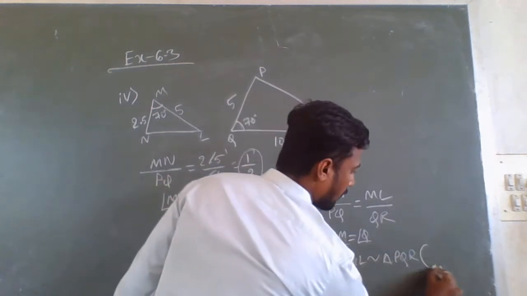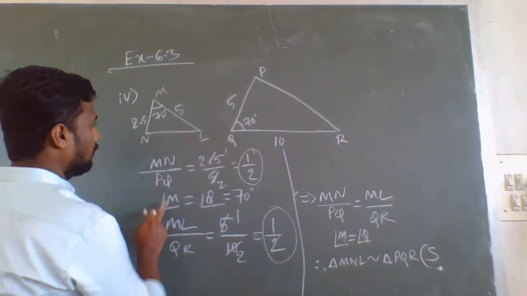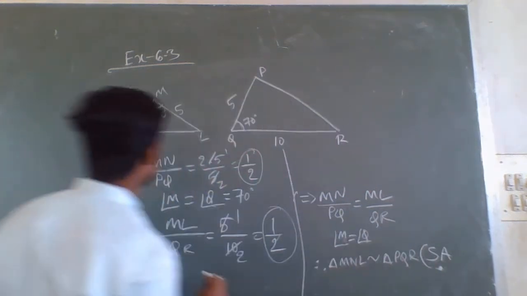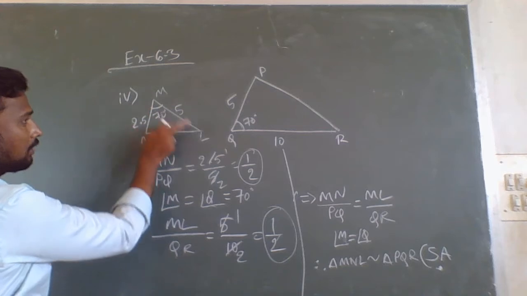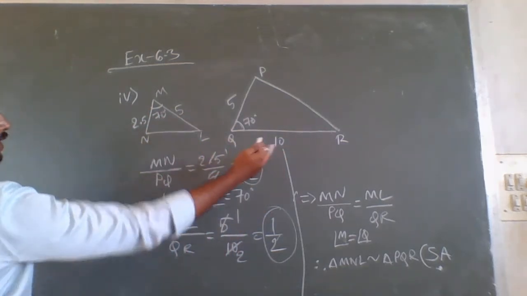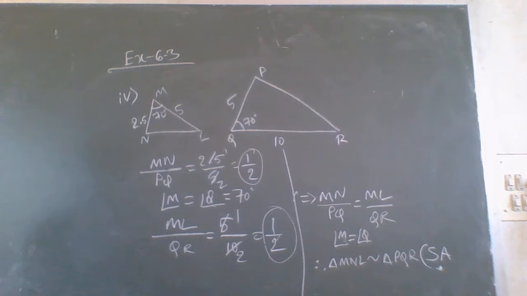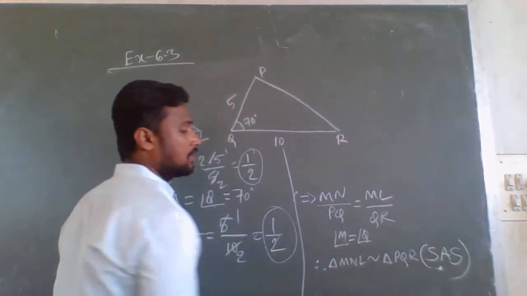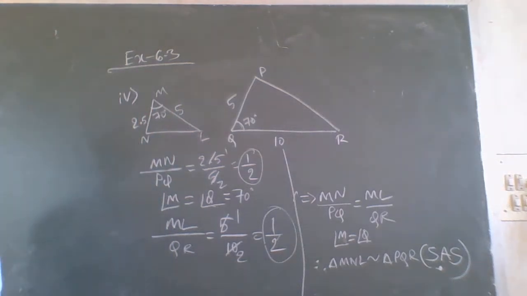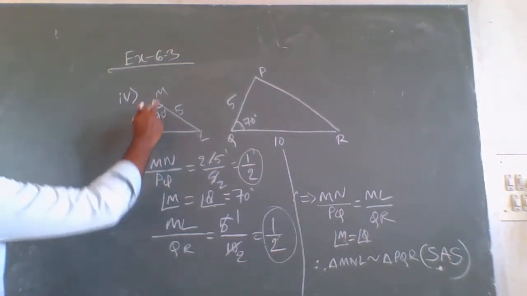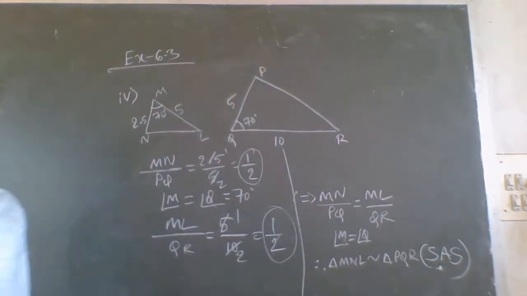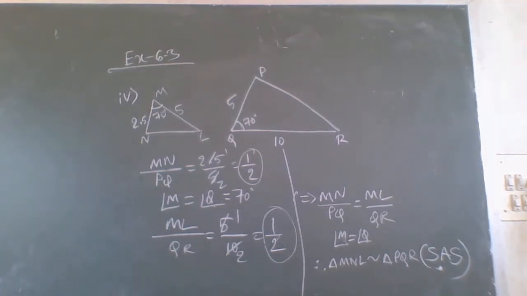Here I will write side: angle M is equal to angle Q, angle. Side: ML by QR means 5 by 10, you get the answer 1 by 2 only. Therefore, by using the criteria side angle side, SAS, we can say that triangle MNL is similar to triangle PQR. This is the fourth one. Next, fifth problem.